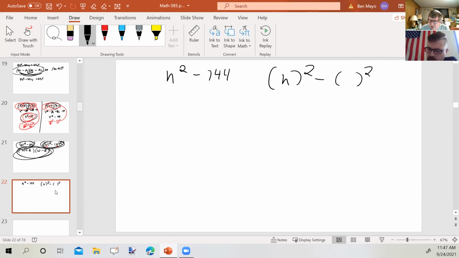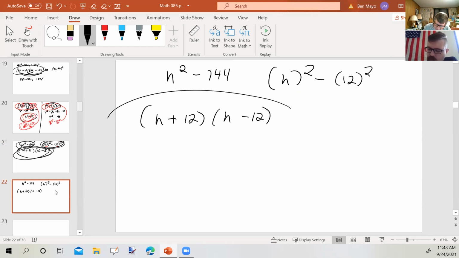H squared is H squared. 144 is 12 squared. So my factors are the sum of the two bases times the difference of the two bases. This situation right here is called conjugate pairs. So the sum of two numbers times the difference of the same two numbers in the same order is called conjugate pairs. Okay.